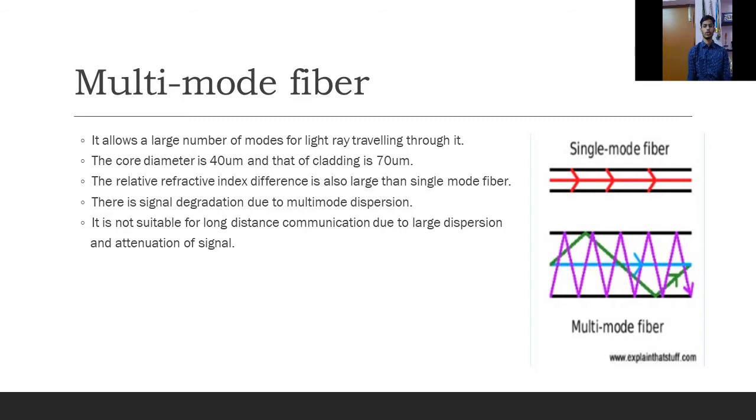Now coming to the multi-mode fiber. It allows a large number of modes for light rays traveling through it. The core diameter is 40 micrometer and that of cladding is 70 micrometer. So here the refractive index difference is also larger than single mode fiber. This is the point to be noted. There is signal degradation due to multi-mode dispersion. It is also not suitable for long distance communication due to large dispersion and attenuation of signal. So we will see about the attenuation in the later part.